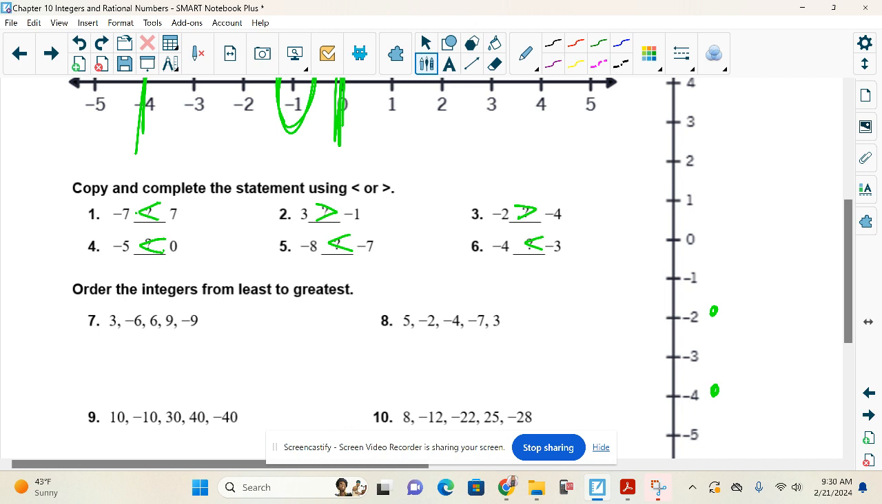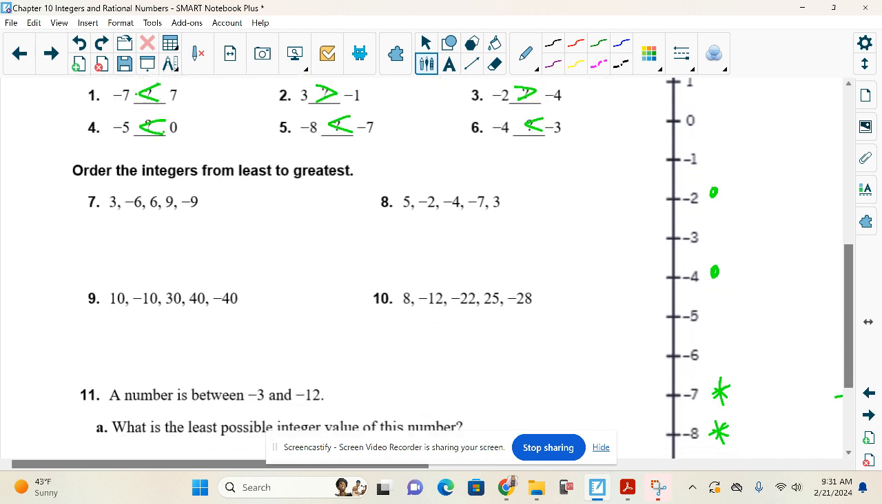Then they have put the numbers in order from least to greatest. I put a number line here for you so that you could use it if you wanted to help you figure that out. Or you can draw a number line to figure out the order. But if you look at number 7, you have 3, -6, 6, 9, and -9. We're going from least to greatest. What's the least number, the number that's going to be furthest to the left here? -9.